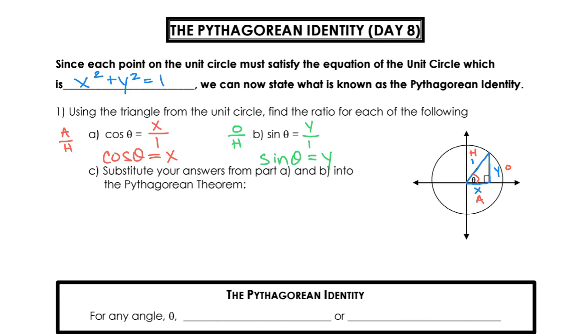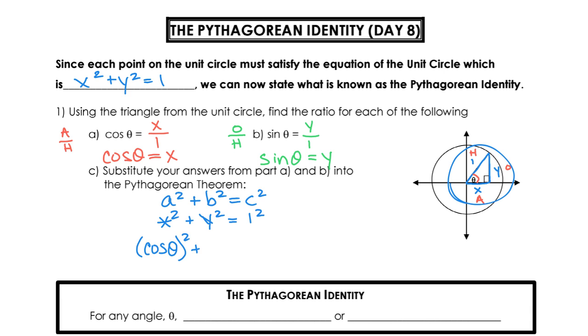We're going to take these values and substitute our answers from part A into the Pythagorean theorem. Pythagorean theorem is a squared plus b squared equals c squared. Using our right triangle over here, that would be x squared plus y squared equals 1 squared, which is 1. Okay? And then if we replace x with cosine theta squared plus replacing y with sine theta squared equals 1 squared, which is 1. This right here is known as the Pythagorean identity. Okay?